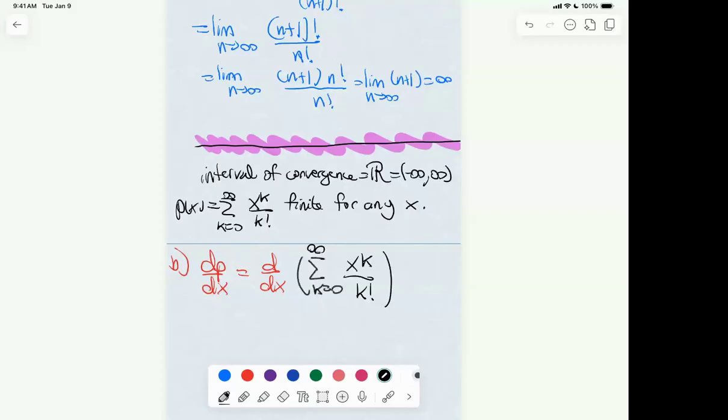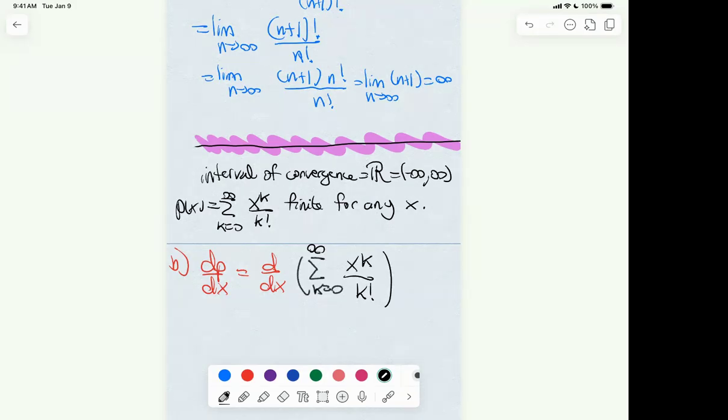The factorial function just grows so fast. Basically, if you pick a finite x, different powers of x don't grow as fast as k factorial. So the denominator is growing so fast that it forces the convergence of the series to occur.